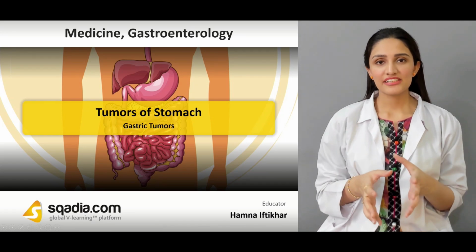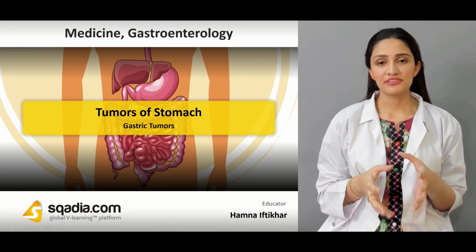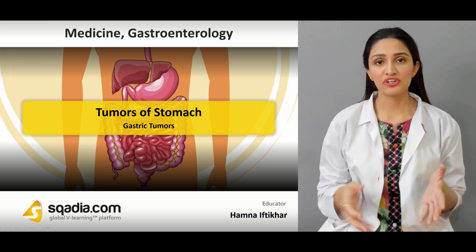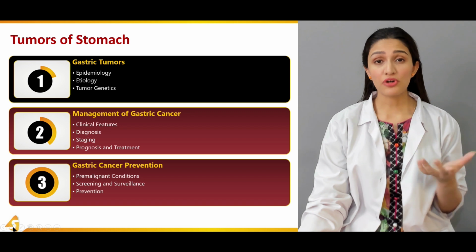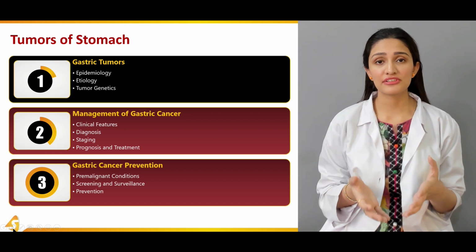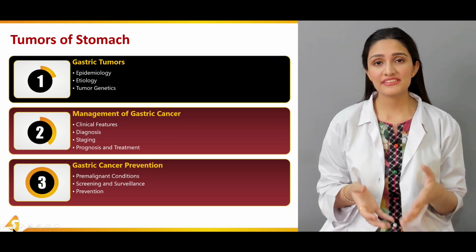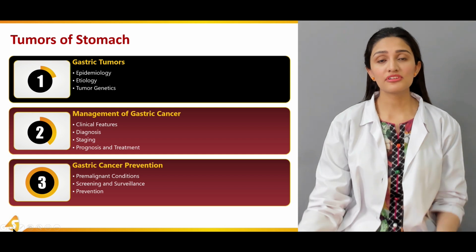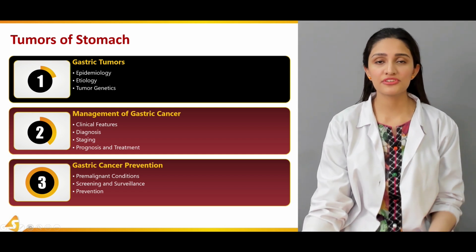So in this first section regarding tumors of the stomach, we'll be studying the different gastric tumors. We'll be studying the epidemiology and the causes of gastric tumors, such as the pathogenesis, what are the pathological events that occur within the development of a gastric cancer, and what is the role of tumor genetics in the development of a gastric cancer.